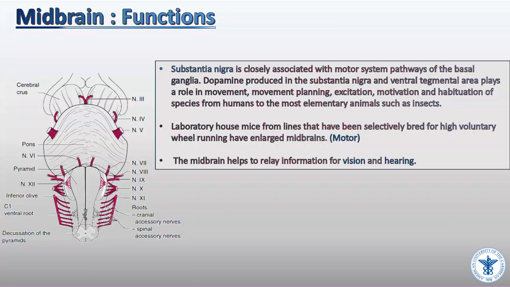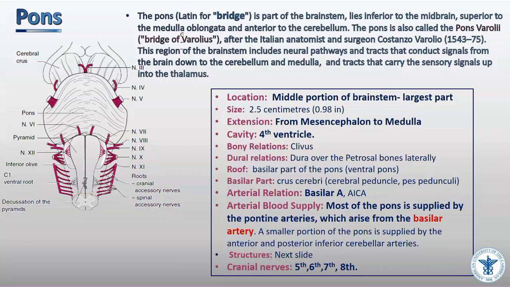Okay. Very briefly, three important functions of the midbrain. You have the substantia nigra, which we'll look at. Very important part of the midbrain, which is associated with the basal ganglia and has an important role to play in Parkinson's disease. The other two we have already looked at, vision and hearing, right? So these are the three important functions of the midbrain. Let's go on to the next structure.